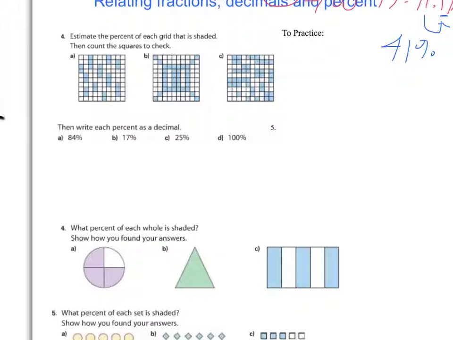Counting wise here, we've got 2, 4, 6, 8, 10, 12, 14, and then we've got a couple groups of 3 there, so 14 groups of 3. We've got 3, 6, 9, 12, so 14 plus 12 is 26, so it would be 26%.